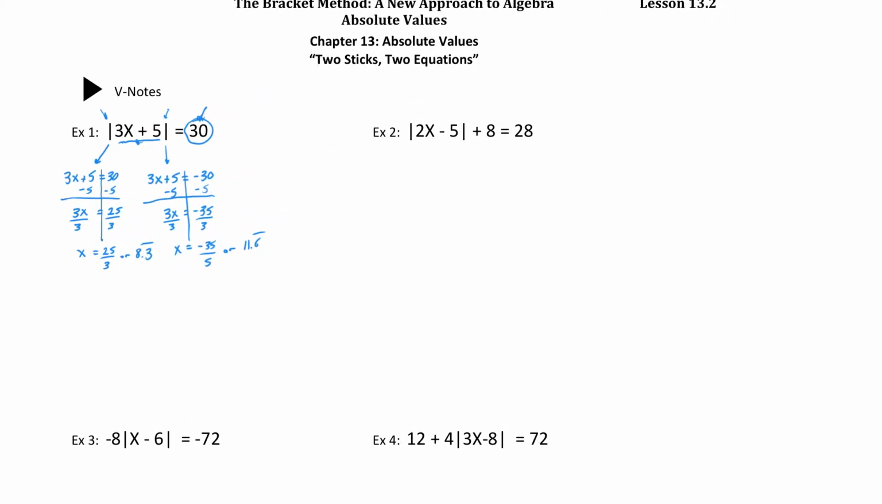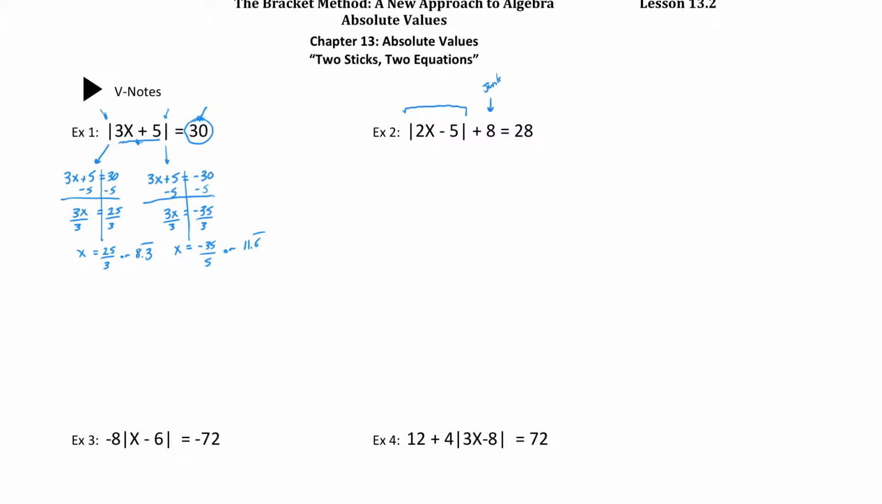Let's take a look at another example. Example 2. As soon as I see this, I'm thinking, oh, we have to get these absolute values by themselves. Now this is the toughest part. We need to get those by themselves before we're allowed to do 2 sticks, 2 equations. So this becomes a junk and divide problem. We're trying to get this bracket, this term alone. So what's the junk? Of course the answer is the 8. So what we're really doing is solving for the absolute values.